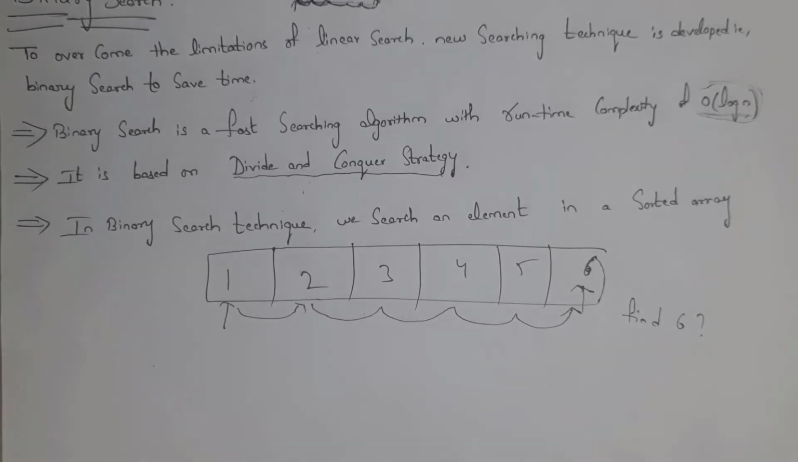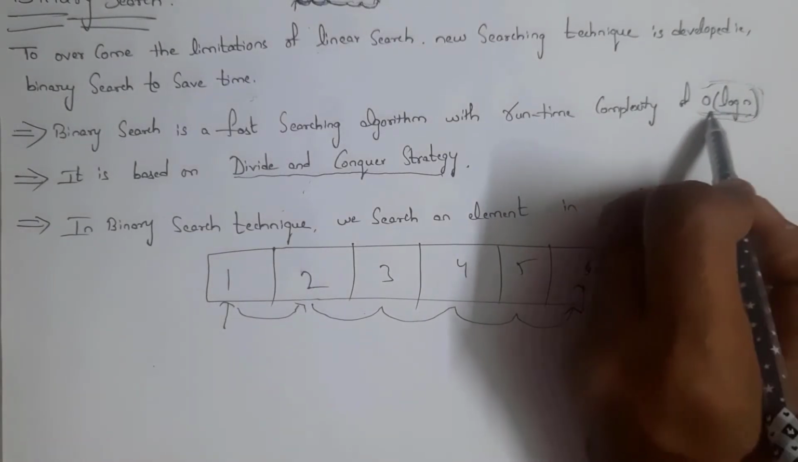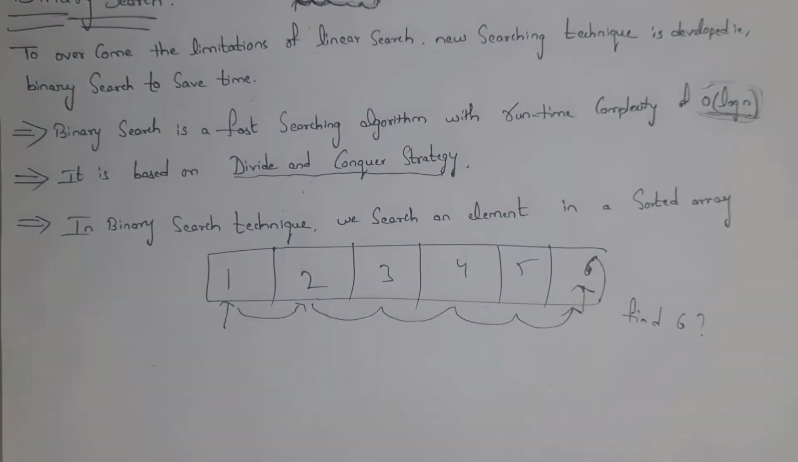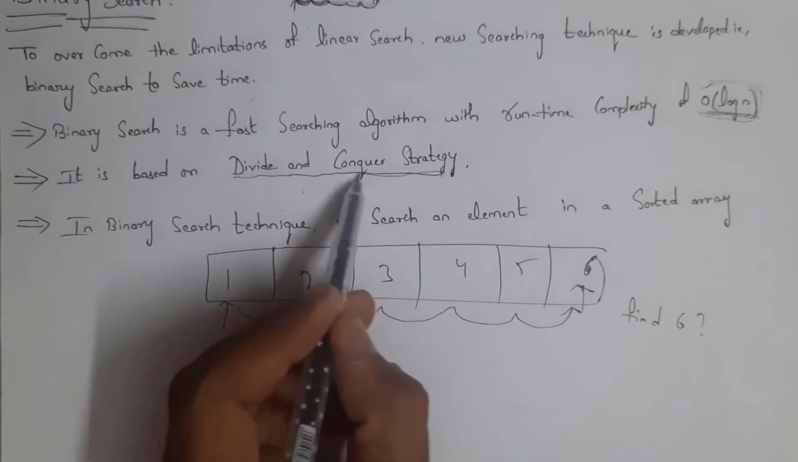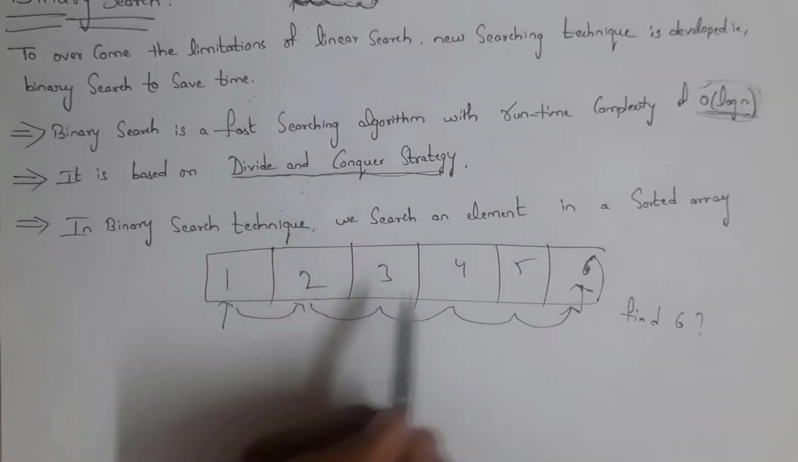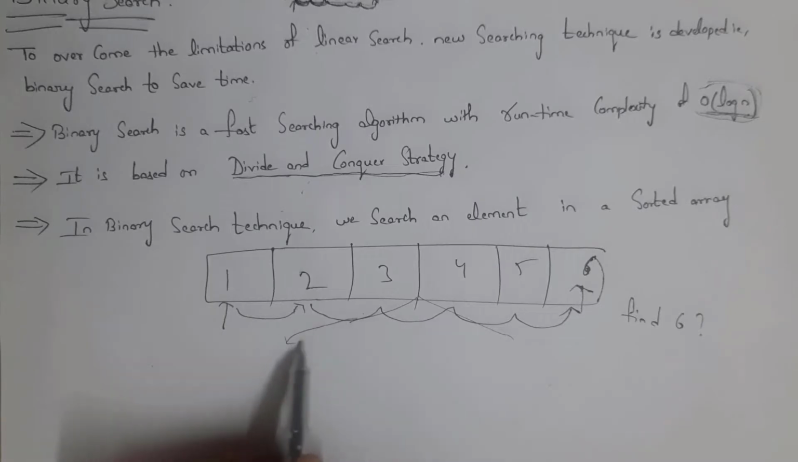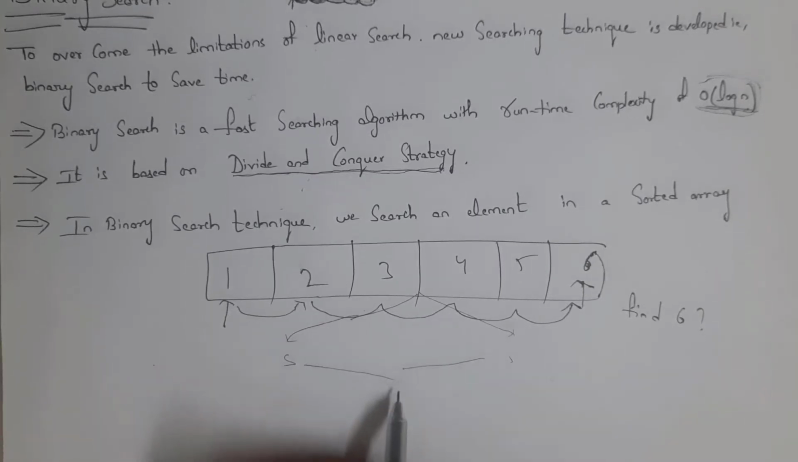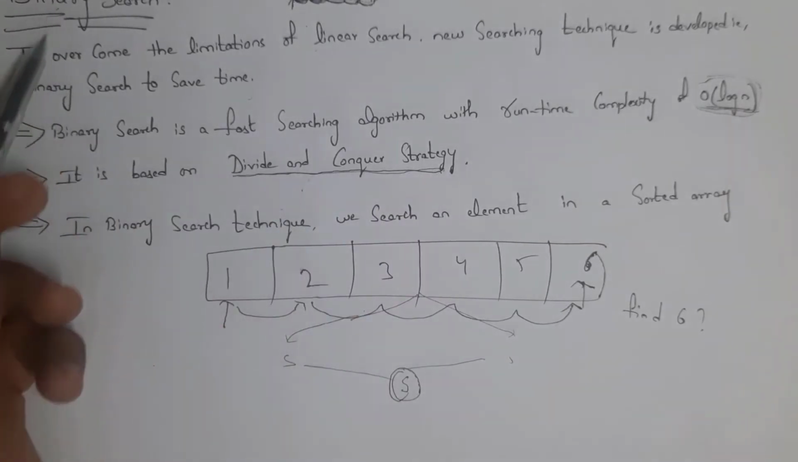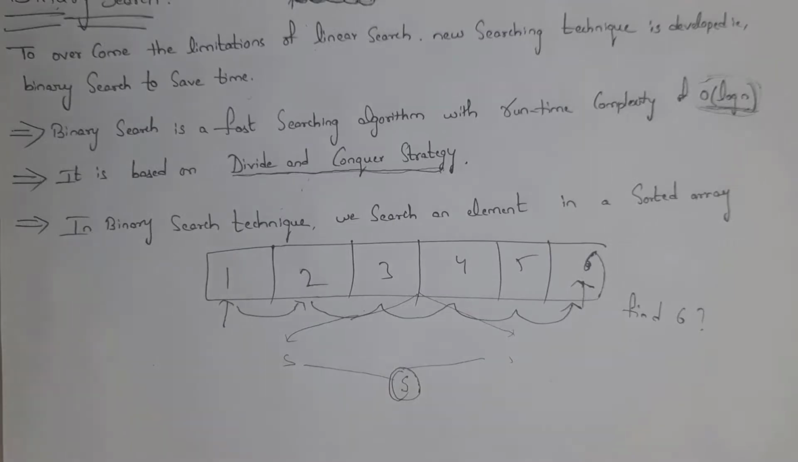Binary search is a fast searching algorithm with a runtime complexity of O of log n. This is the runtime complexity of binary search, and binary search is based on the divide and conquer strategy. In divide and conquer, we divide the problem into sub-problems, and then we solve the sub-problems, and then at last we combine the solutions of the sub-problems into a single solution. This is known as the divide and conquer strategy. Binary search follows the divide and conquer strategy.